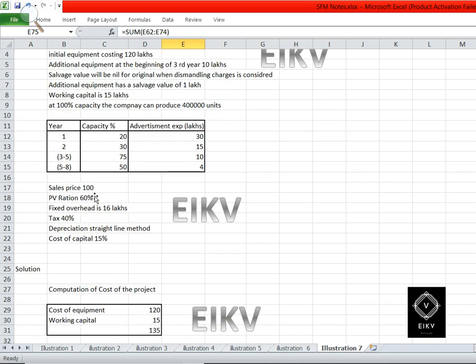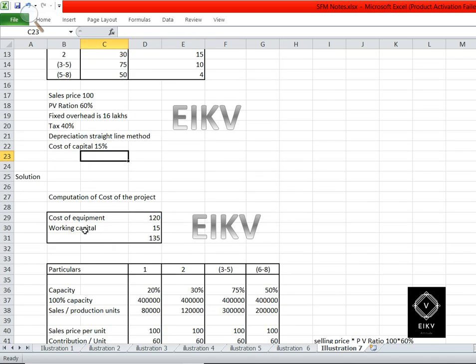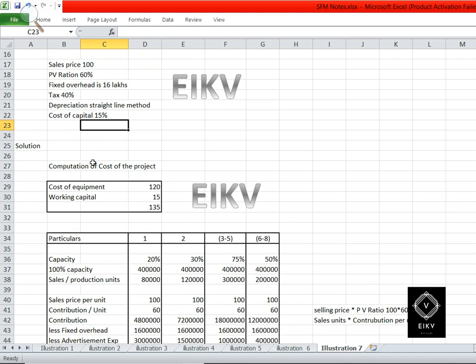Other details given in the illustration are: the sale price of the product is 100, PV ratio is 60%, fixed overhead is 60 lakh, tax at the rate of 40%, depreciation is done in the straight line method, cost of capital is 15%. So let's go towards the solution. In this illustration they have asked for the computation of net present value, whether the company can go for this project.